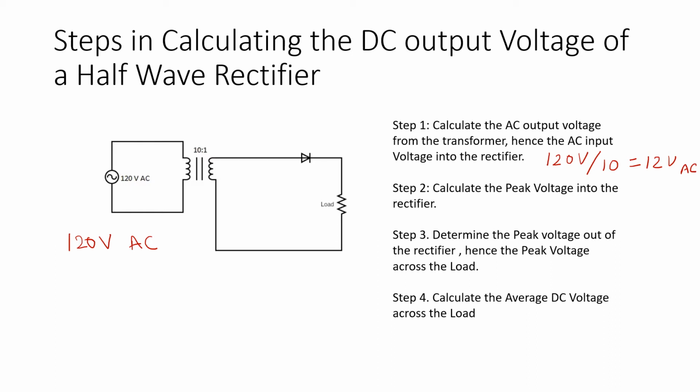Next, step number 2, calculate the peak voltage into the rectifier. Now, the 12 volts AC is what is called an RMS value, which is a kind of an average value. So what we want is to see the actual peak voltage, right? Remember, from a previous video, the input waveform would be that, and the output waveform would be a pulsating DC. So what we want to find out is that peak voltage.